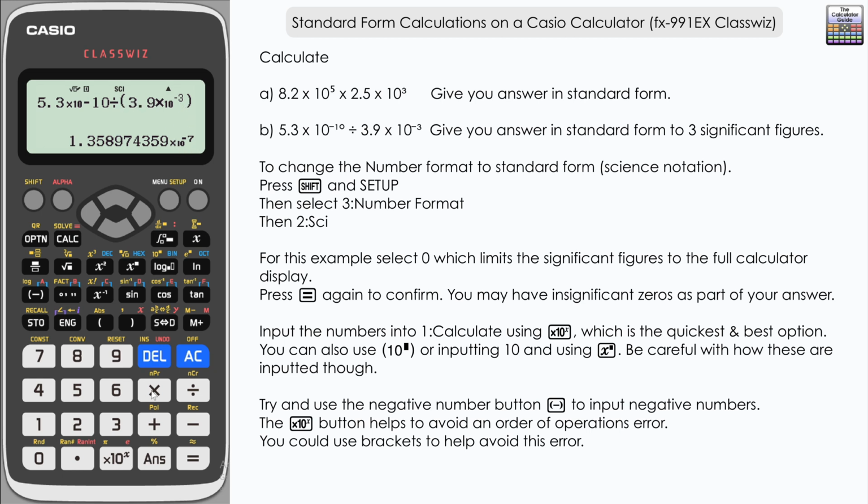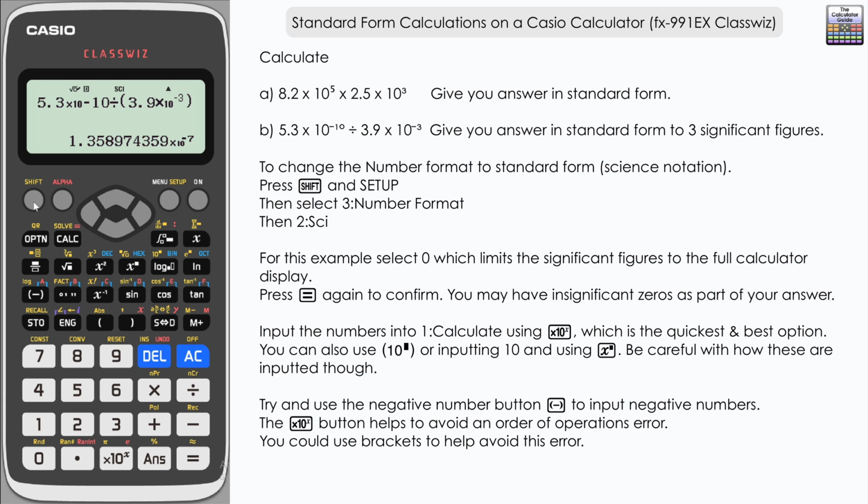Alternatively, you could use the fraction button and set up 2 layers, and then you can use different ways of inputting power of 10 on the bottom of your fraction there, but obviously the easiest and most convenient way of doing that is to use the dedicated button at the bottom there, so it's well worth getting into using that.